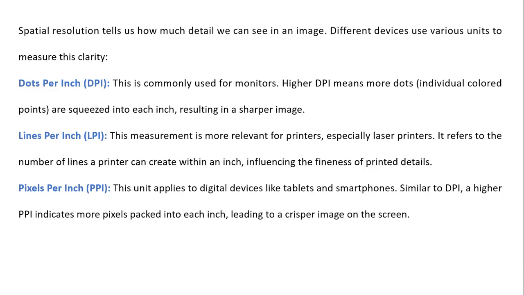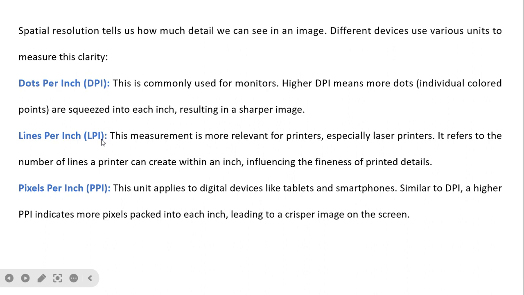Now spatial resolution tells how much detail we can see in an image. Different devices use various units to measure this clarity. Dots per inch, that is DPI. This is commonly used for monitors. Higher DPI means more dots are squeezed into an inch, resulting in a sharper image.